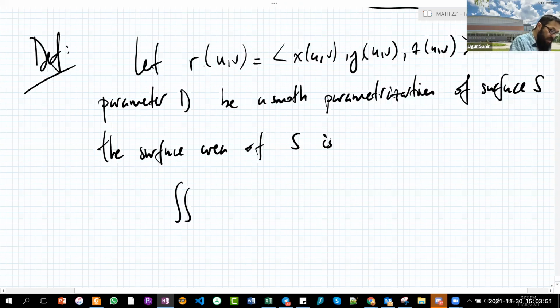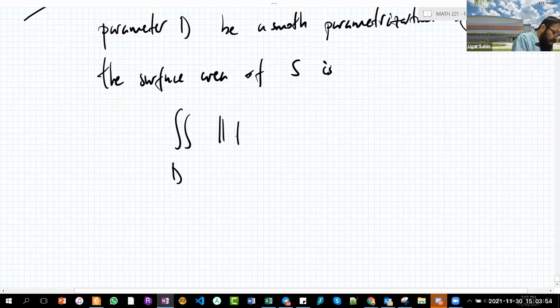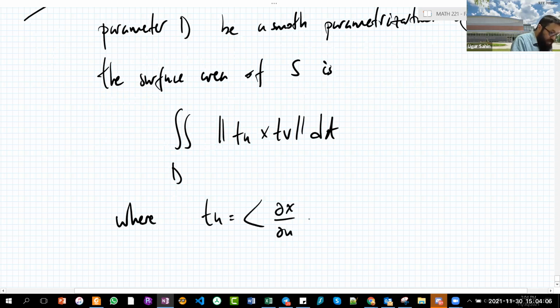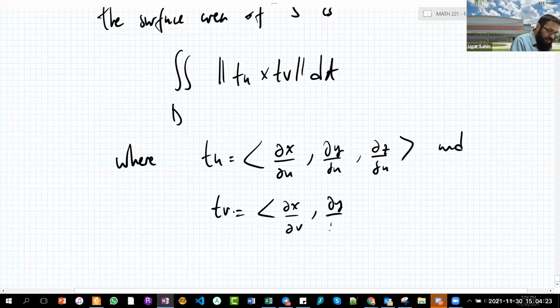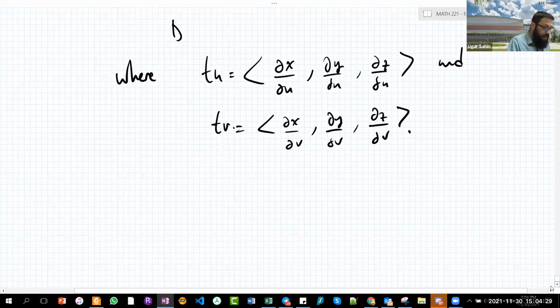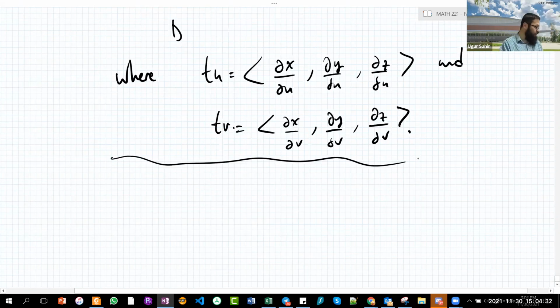the double integral over D of the length of Tu times Tv dA, where Tu is equal to the derivative of all the variables with respect to u, and Tv is equal to the derivative of all the variables with respect to v, guys. All right. Now we are ready to solve some examples.